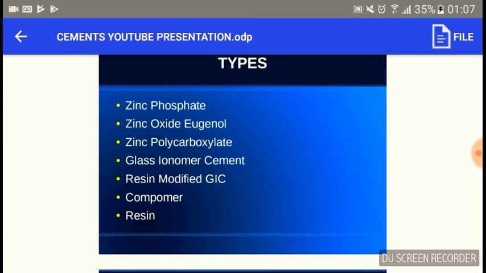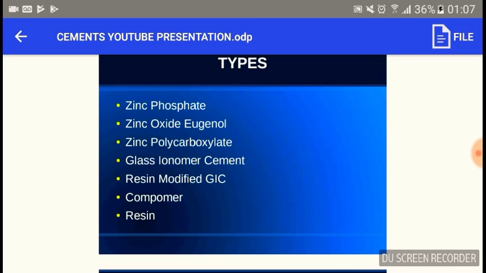Examples of liners would be zinc oxide eugenol, ZOE, and there's also glass ionomer cement. There's also resin and MTA, which is mineral trioxide aggregate. Now there's also bases. This is the third and final subheading of pulpal protecting agents.